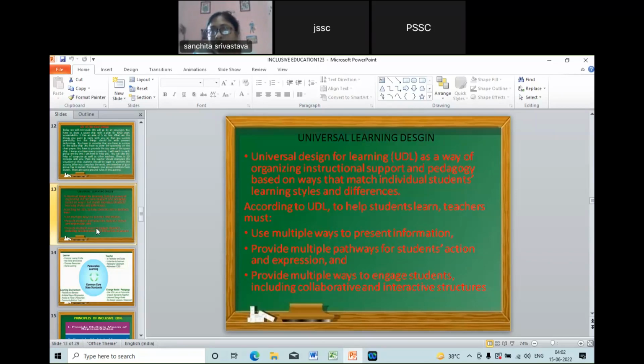So children will definitely enjoy that. Then provide multiple pathways for students' action and expression. Obviously you have to give a student an open platform to express themselves, because if they express themselves, the learning outcome would be 100% satisfactory.